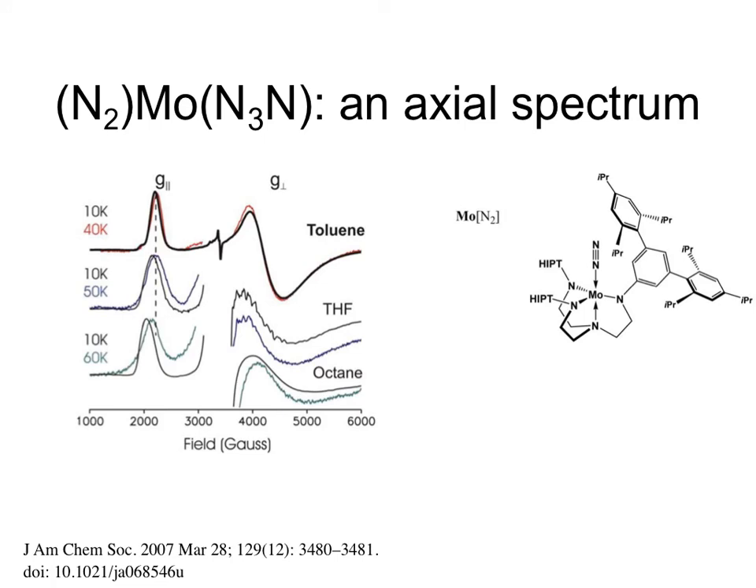And this paper goes into a lot of detail about the solvent effects, and you can basically ignore that. But what we can see is an axial spectrum with a g parallel and a g perpendicular. The perpendicular g value here is 1.61, and this g value is 3.03.